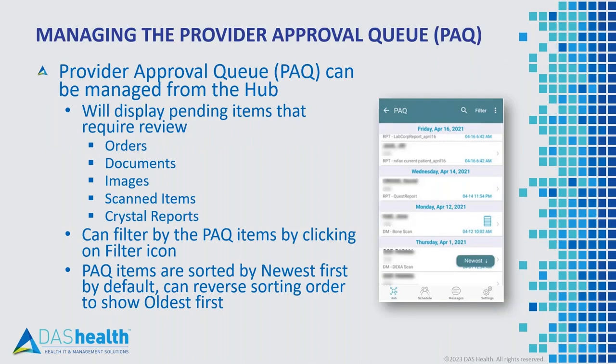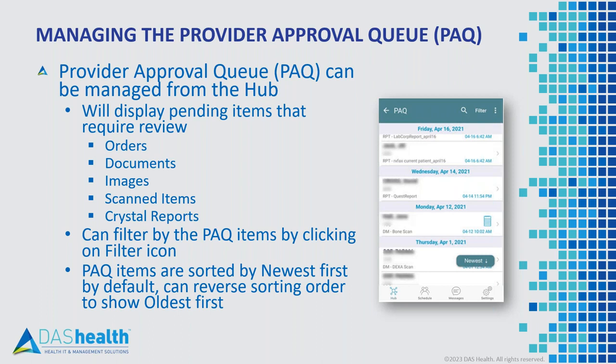From that hub in the mobile app, a provider can quickly see how many pending items they have in the PAQ that need their attention. So they'll see all pending items. Those would be documents, images, order results, scanned items, crystal reports.